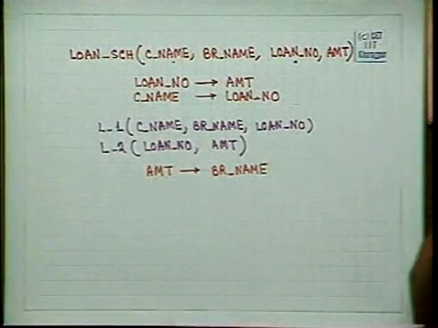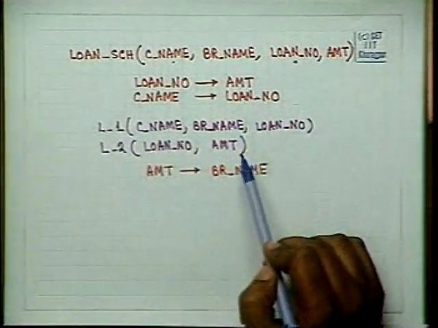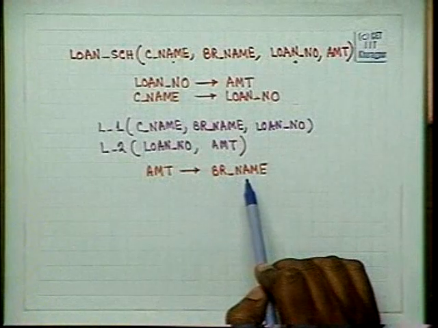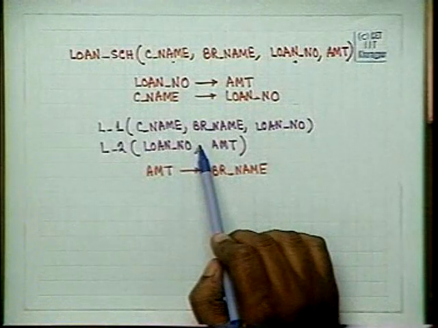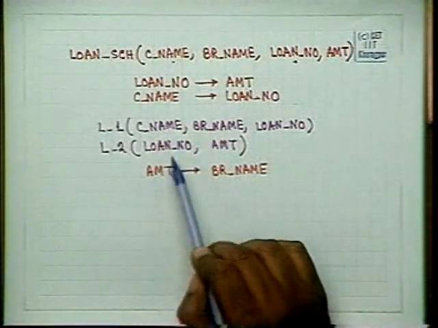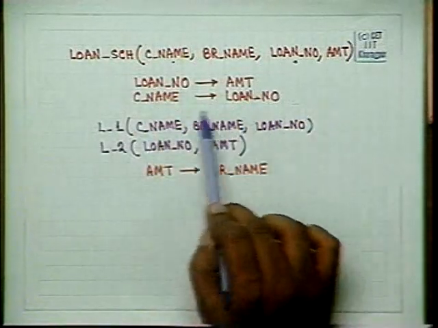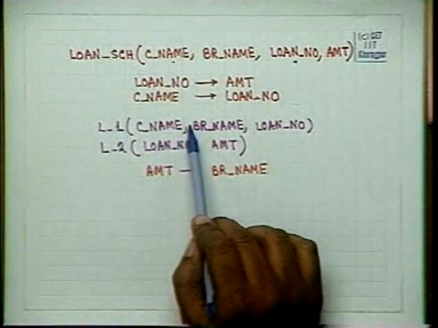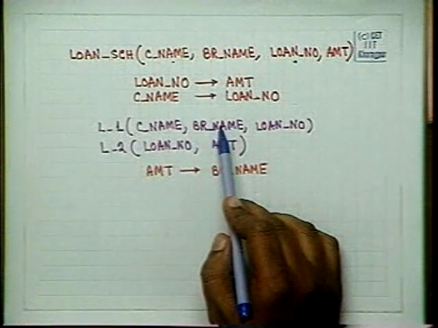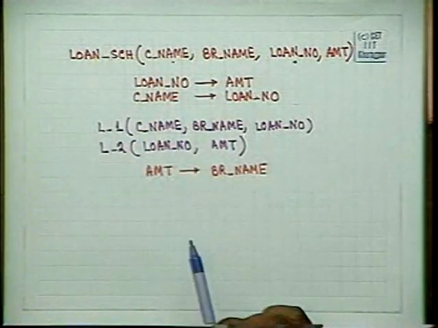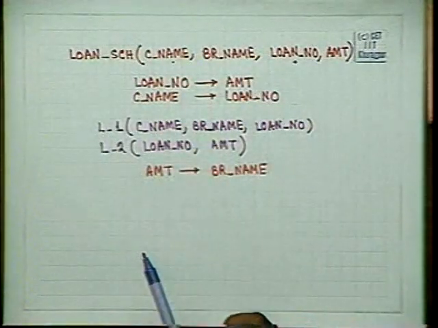Suppose we had another additional functional dependency here. Then this functional dependency is not easily checked by this decomposition rule, because in order to check this functional dependency on this decomposed relation scheme, we will have to take a natural join and then check it, because amount is here and branch name is here. Therefore, if three such functional dependencies were there, then this would not look like a good decomposition.